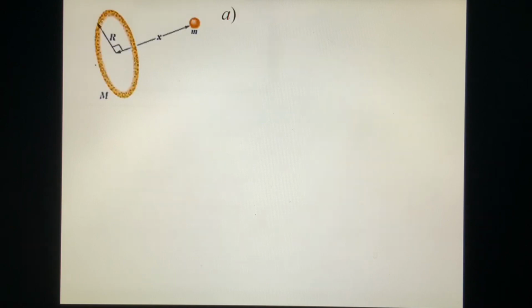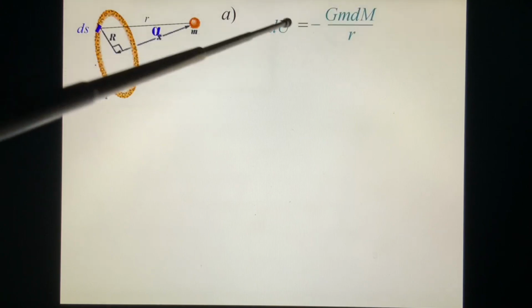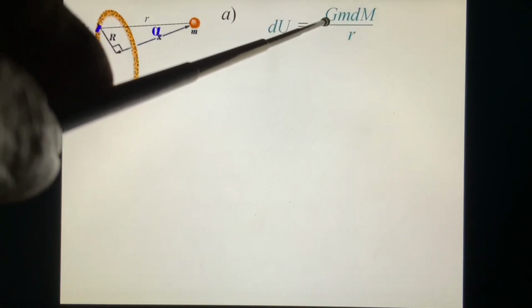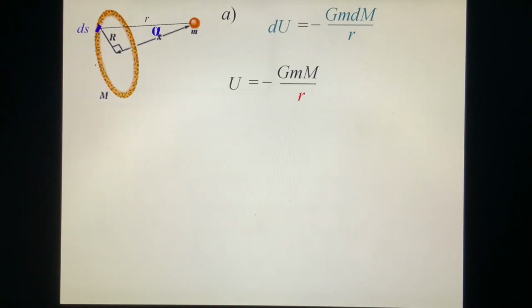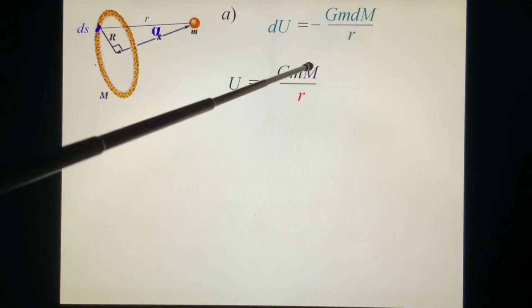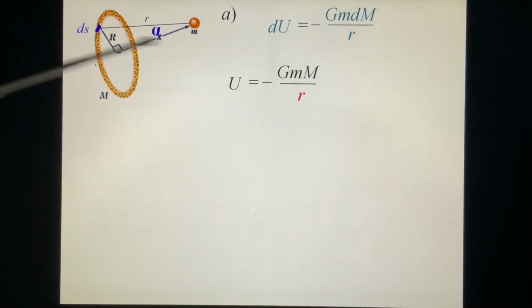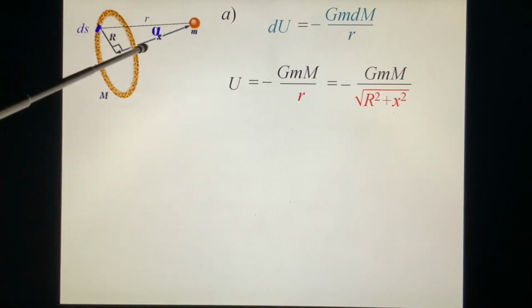We have another way to do it. Look at this one. We look at this ds. It has a potential here. This potential is gravitational potential, minus G dm over r. And the whole ring is around this one. And we can get this M over r because everything is symmetric. We just put the dm replaced by M. And we see this r is the square root of big R squared plus x squared over here.